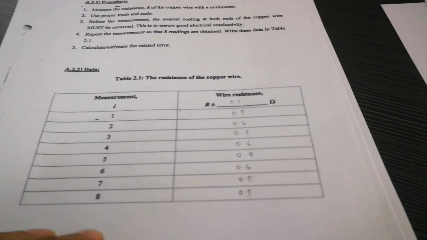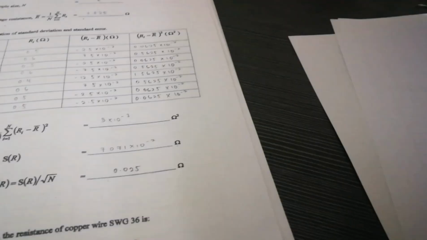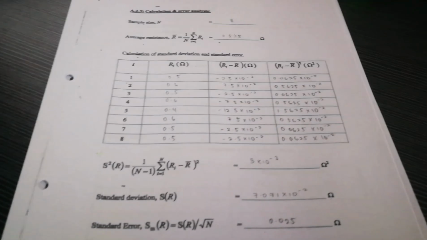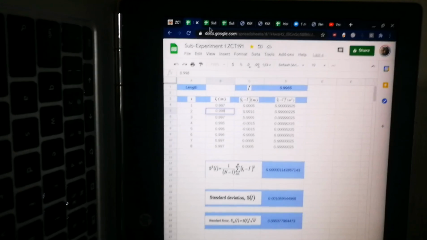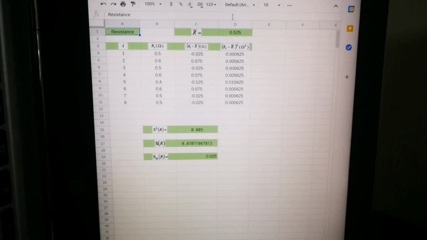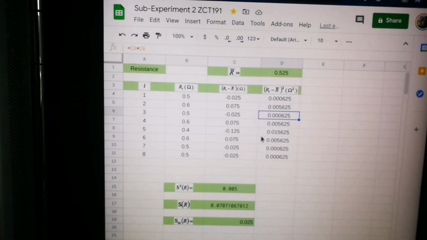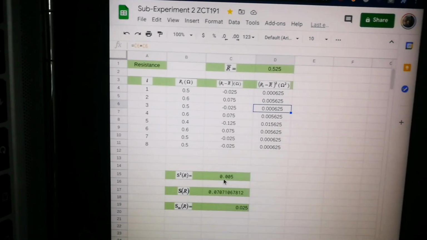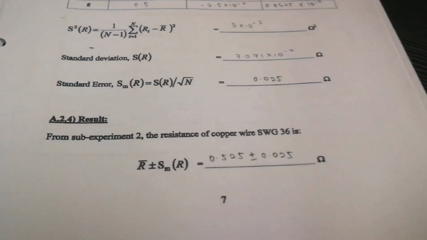Next is sub-experiment 2. This is how the data looks, and as before, the calculations in the table are done using Excel as well. This is the experiment for the resistance, and as usual, I use the formula here, and we calculate the standard deviation and standard error as well. The result for resistance is as follows.